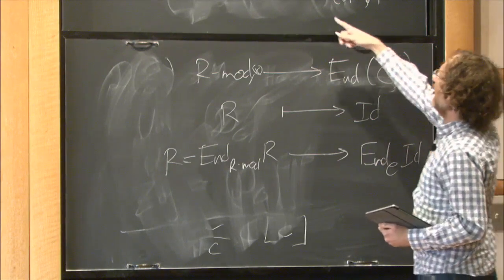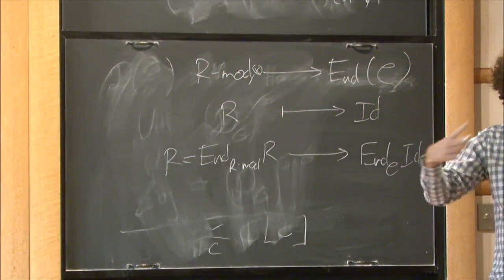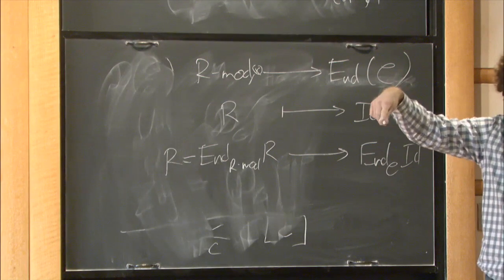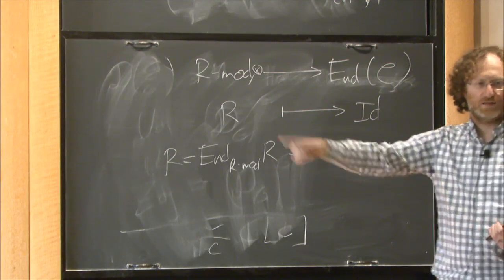But on the other hand, the R mod category is generated by its unit. Every R module is given by a bunch of copies of R with a bunch of maps between them. Once I understand the action of the unit and its endomorphisms, I understand the action of the whole category.